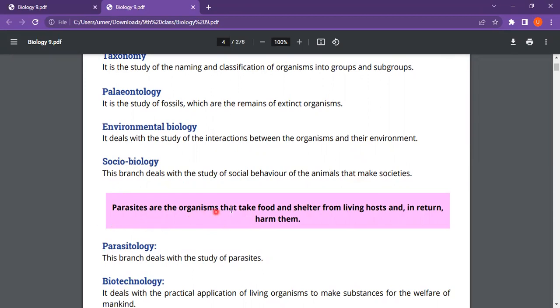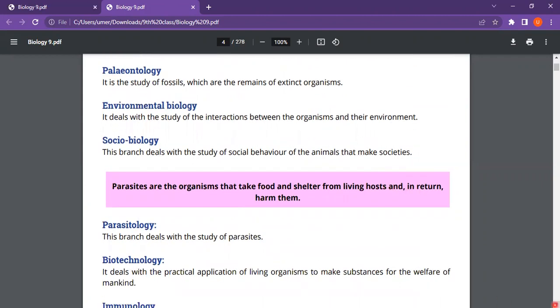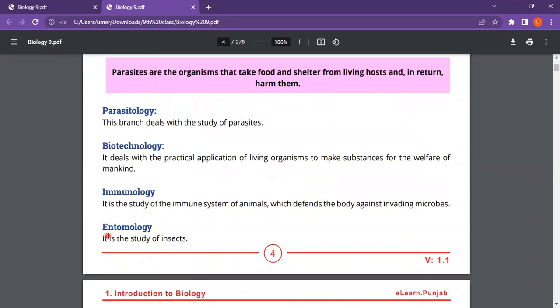Parasites are the organisms that take food and shelter from living hosts and in turn harm them. Parasitology. This branch deals with the study of parasites. Biotechnology. It deals with the practical application of living organisms to make substances for the welfare of mankind.